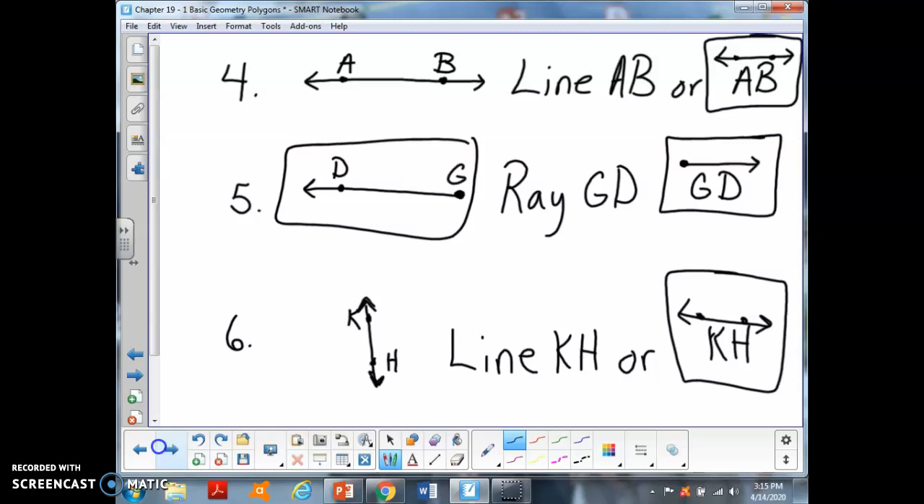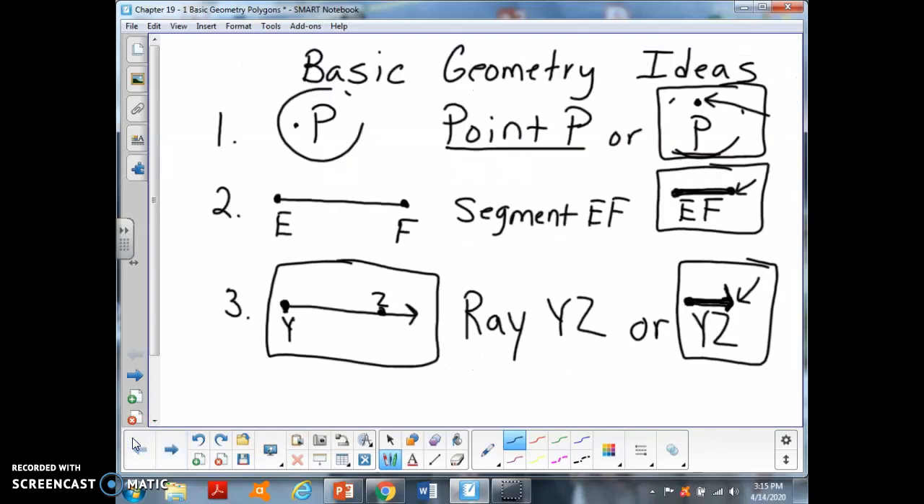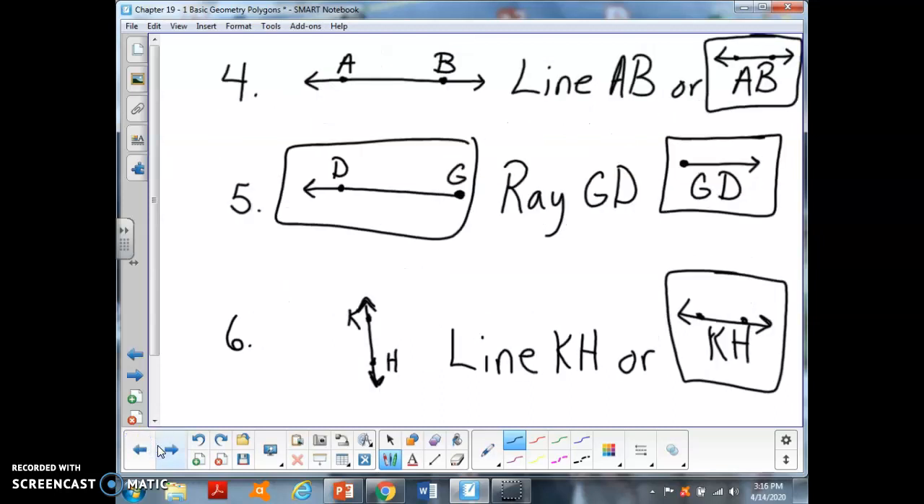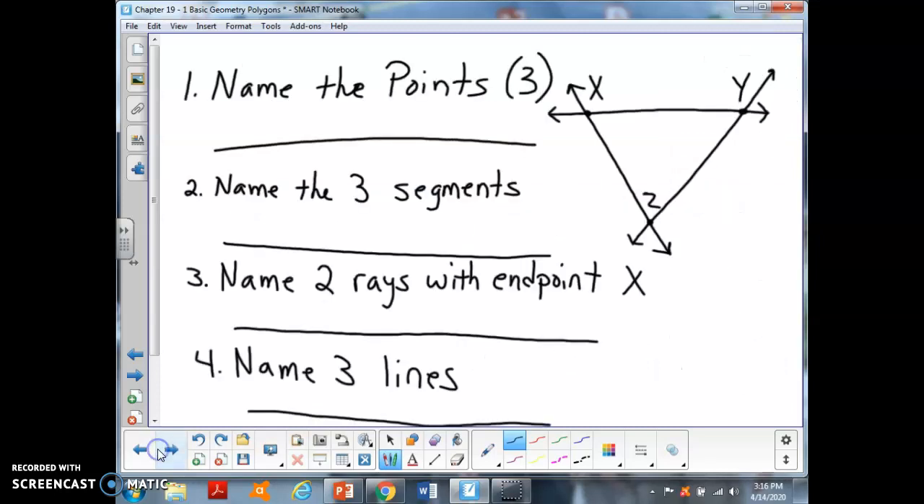So labeling, here's the first one, a point. Here's the symbol. 2, the symbol on the left and the right. 3, the ray. 4 is a line. I'll do a symbol. 5 is a ray. And 6 is a line.